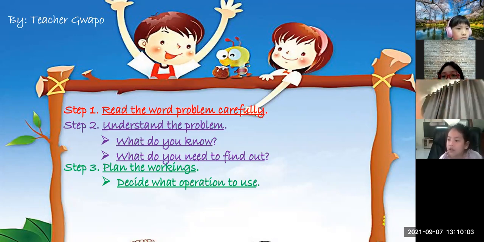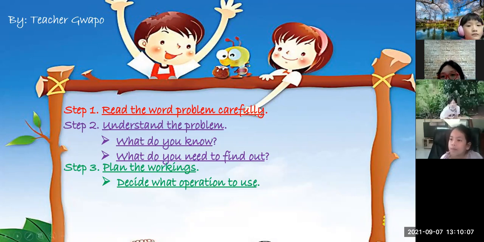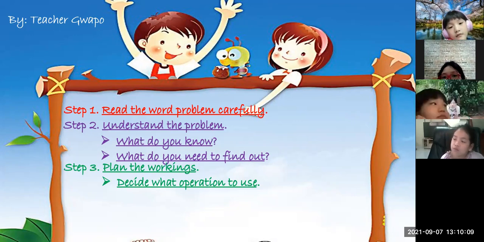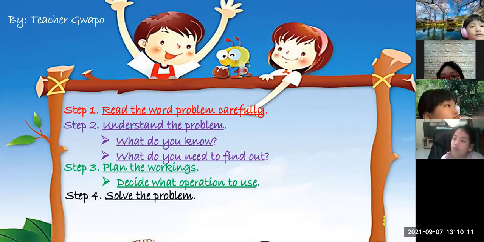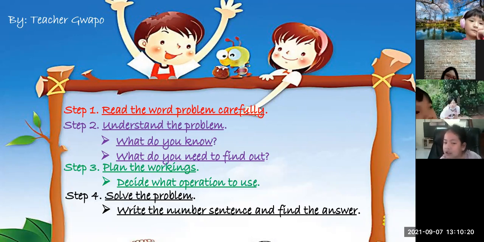On the workings. And step number 4 is what? Step number 4 is you will solve the problem. Okay, so when you solve the problem, you must write the mathematical sentence, or number sentence. We say number sentence or mathematical sentence. It's okay. And then you will find the answer.